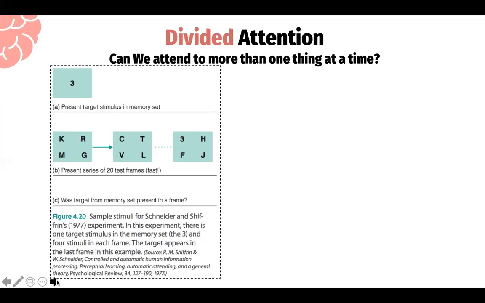And as we will see, the ability to divide attention depends on a number of factors, including practice and difficulty of the task, which we will discuss using this experiment conducted by Snyder and Shiffrin in 1977, which involved divided attention, because they required the participants to carry out two tasks simultaneously.